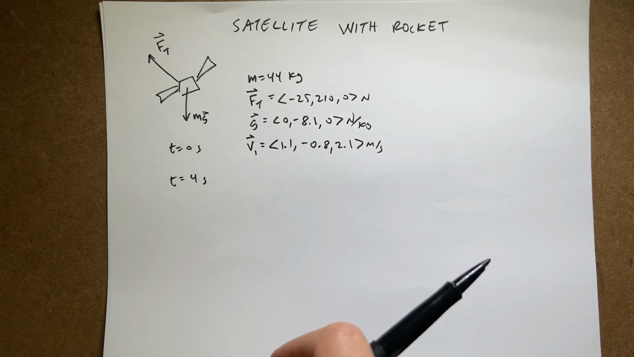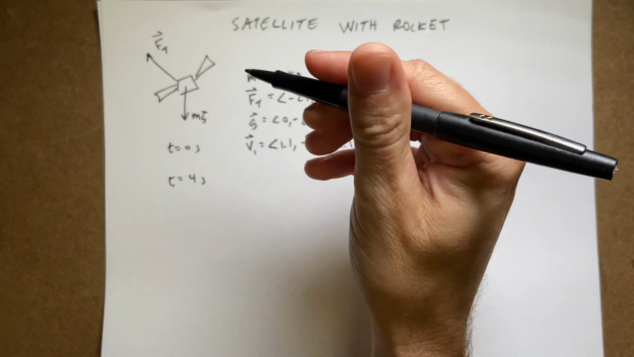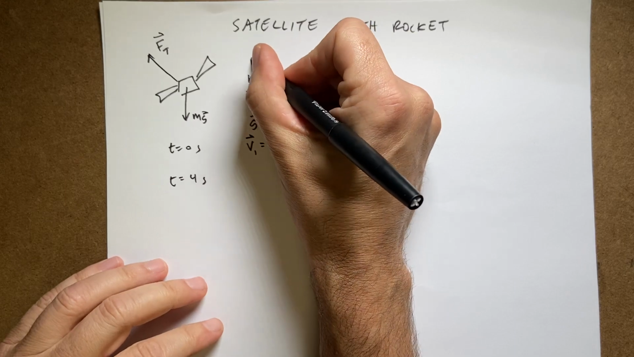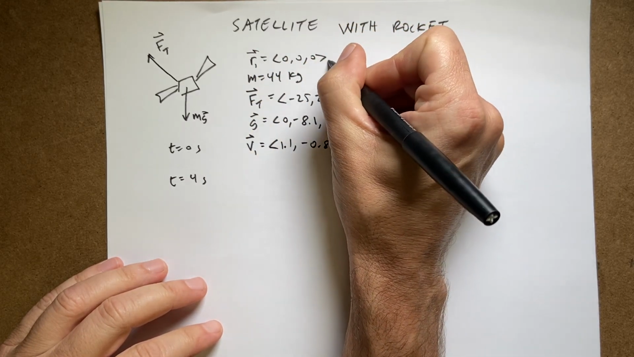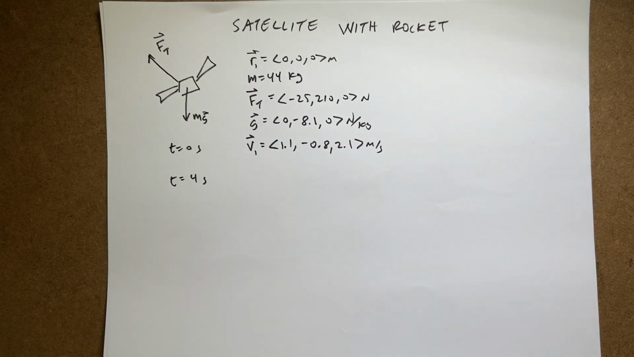Oh, I guess I need to say where it is right now. Let's say R1 is at 0, 0, 0. So it's at the origin. I just made that up. See, I can do that. I can make up stuff. So where is it going to be at 4 seconds, and what's the momentum?